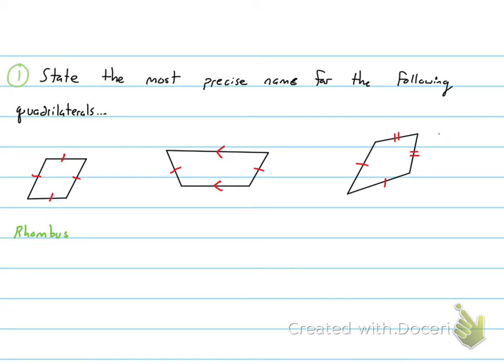In our next diagram, I see that I have one pair of parallel sides, and I also have a pair of sides congruent. So I could call this an isosceles trapezoid. So not just a trapezoid, I could get more specific because I have the congruent sides. Finally, in the last diagram, I see that the consecutive sides, or the sides next to each other, are congruent. So the only thing that could be is a kite.